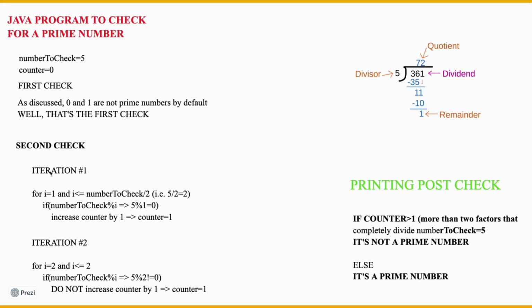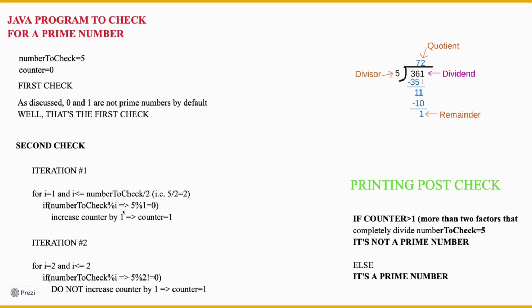And in the first iteration, it says for I is equals to 1. Of course, we'll start with 1, right? And I is less than or equals to 5 by 2. Why are we dividing it by 2? This is something that we discussed earlier. Because if we divide it by 2, the numbers greater than that will never completely divide. So we can ignore them, right?